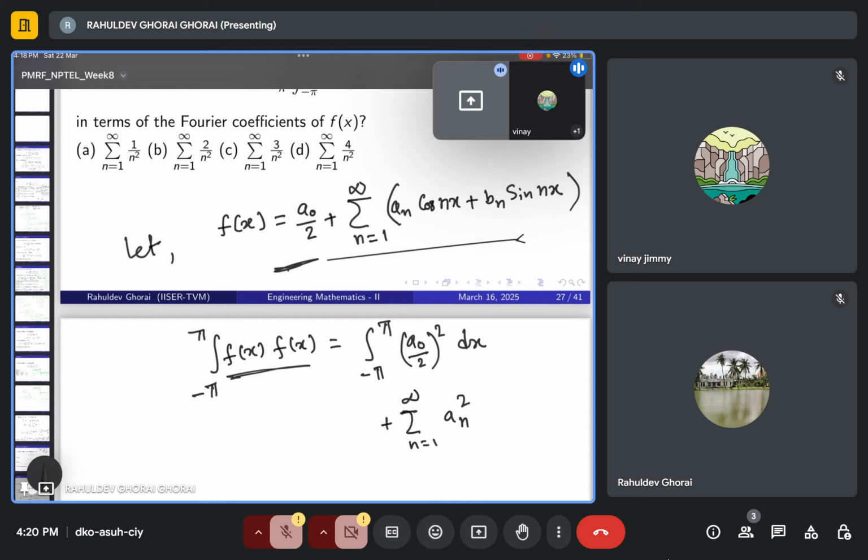cos nx times cos nx, right? That will be cos square nx, and a n square plus b n square, n square times pi will come into the picture, and plus b n square pi. Do you understand this?